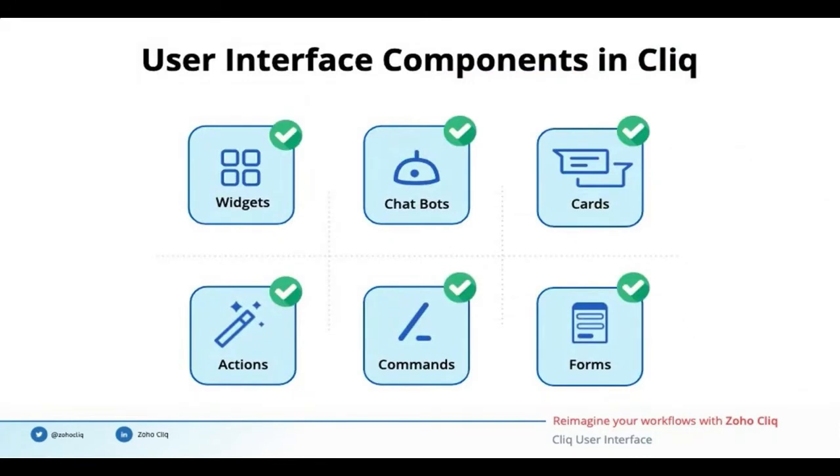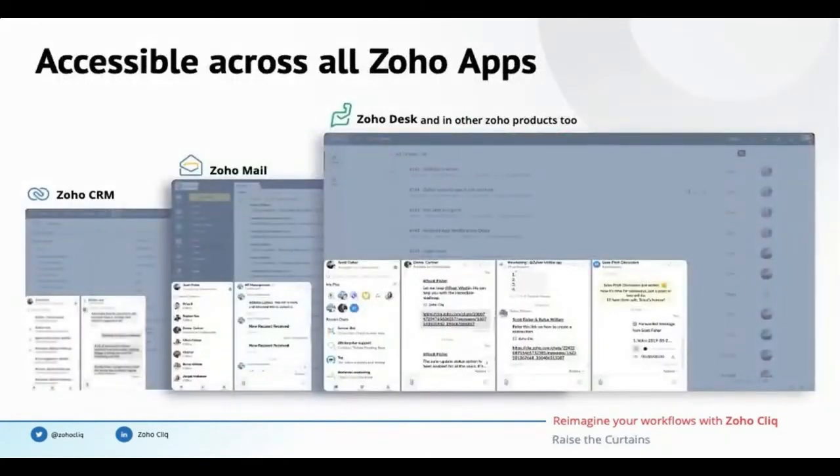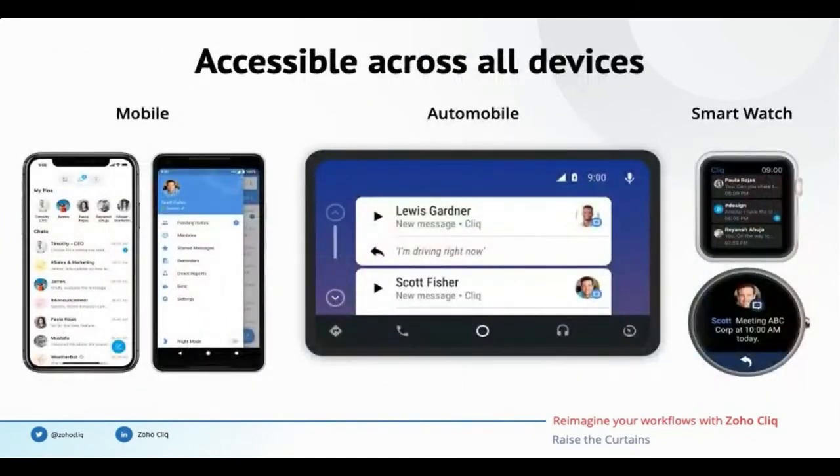Do you know there is a mini version of Click available across all Zoho applications? On screen, you can see the chat bar present in Zoho CRM, Zoho Mail, Zoho Desk, and it is also present in almost all of the Zoho applications. All the user interface components we learned today are available in this Click Mini as well as your mobile apps. Moreover, Click works well with your smartwatches, Android Auto, and Apple CarPlay to keep you connected with your team even when you are on the move.